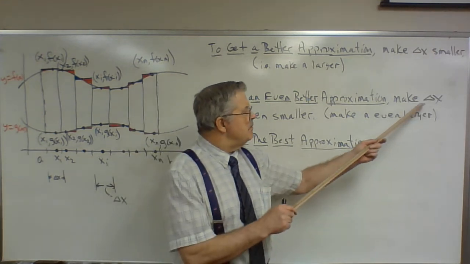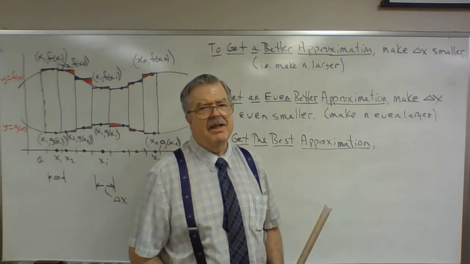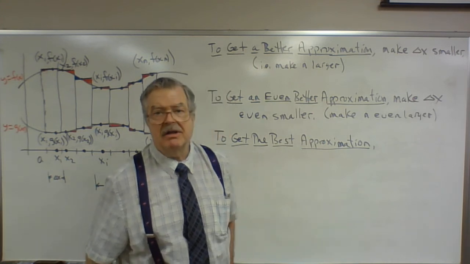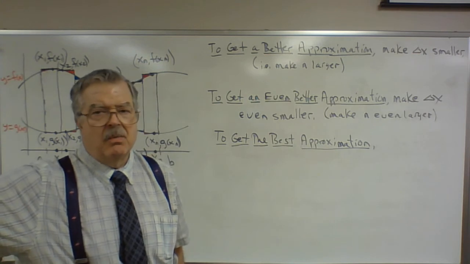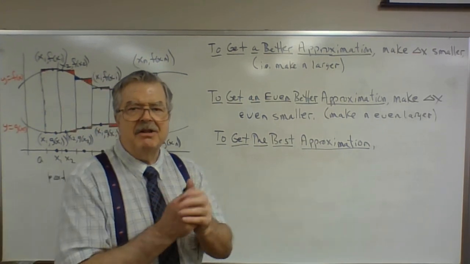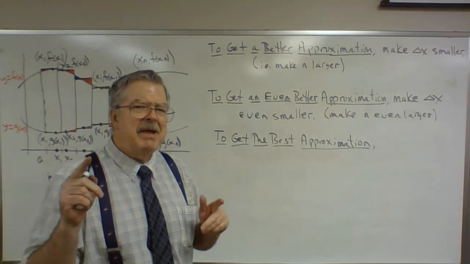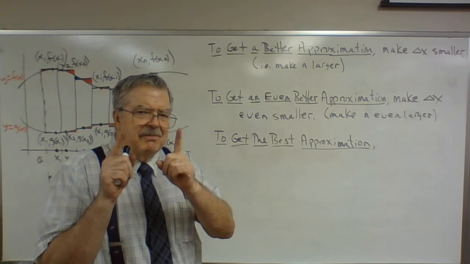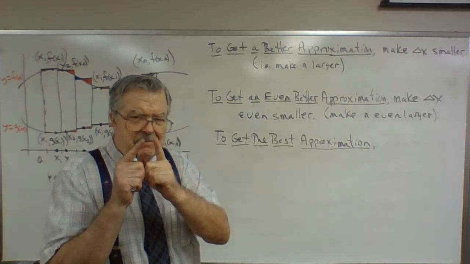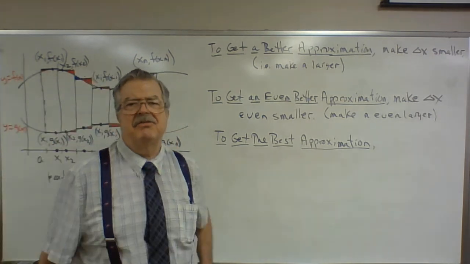But we do want to make it as small as possible. And I'll ask them, well, how small is that? Well, make it as small as possible. And I say, okay, we want to make delta x, the width of the rectangles, as small as possible. But at the same time, we can't make the width 0.